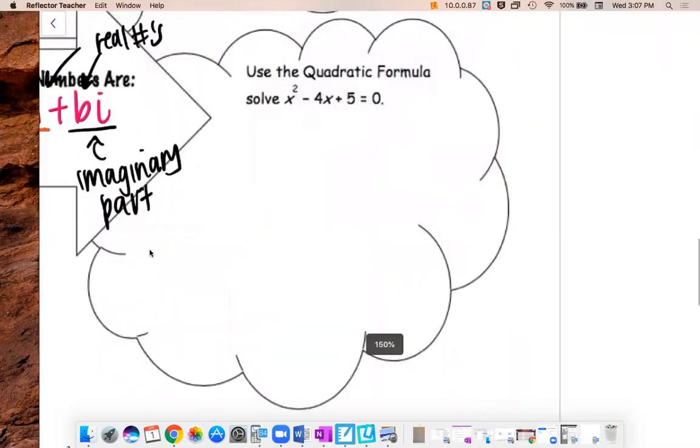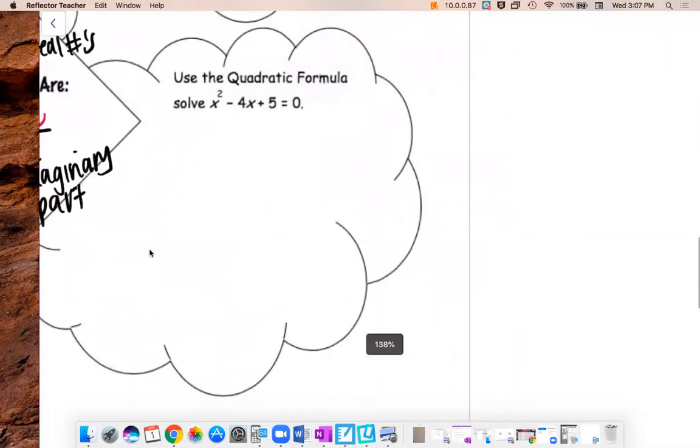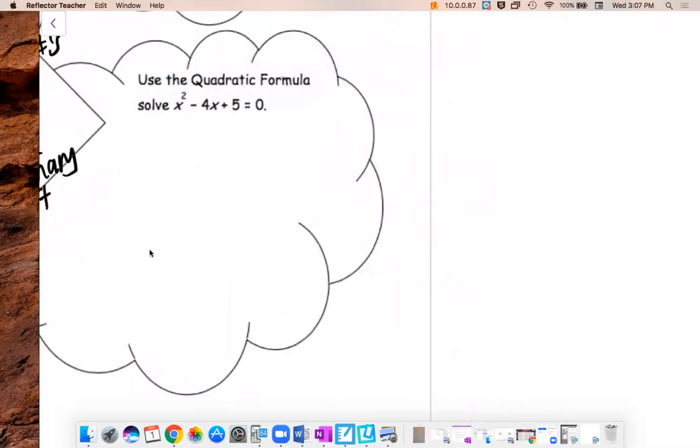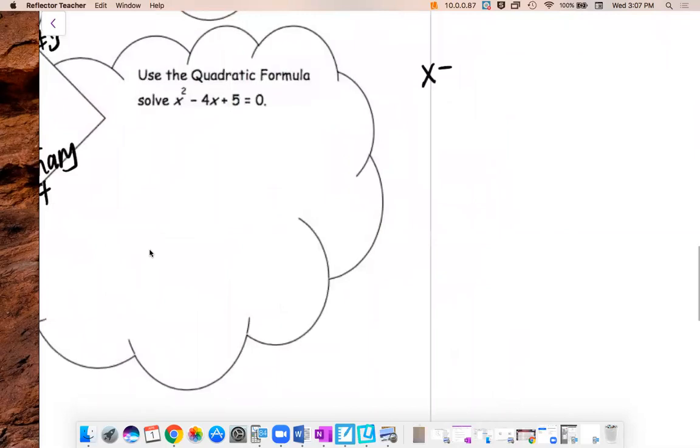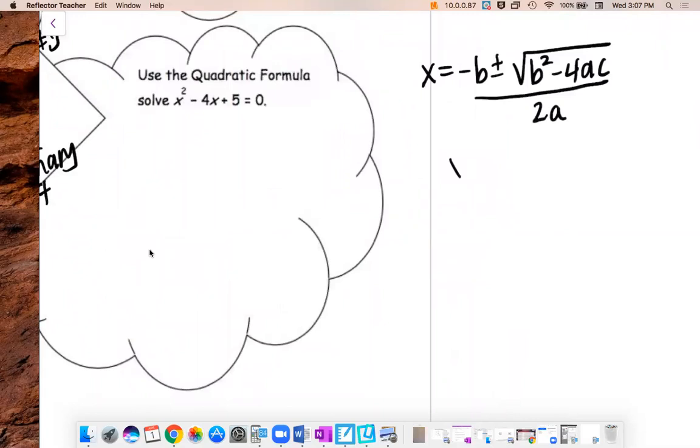So now we're going to use the quadratic formula to solve x squared minus 4x plus 5. Let's remember the quadratic formula is x equals negative b plus or minus the square root of b squared minus 4ac, all over 2a. And if I have my equation x squared minus 4x plus 5 equals 0, the a is 1, the b value is -4, and the c value is +5, and the signs do matter. And then you're just going to plug it in.